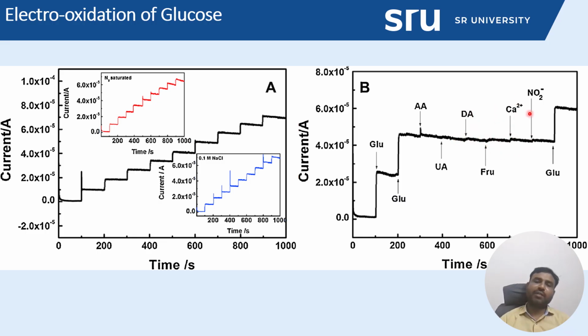For example, here we have added calcium 2 plus and some negative ions. Here we have added nitrate ion. When adding a different analyte molecule other than glucose, what will happen? There is no significant increase in the oxidation or reduction peak. It does not change the amperometric signal, which means our fabricated copper sulfide electrode is highly sensitive towards the electrooxidation of glucose.